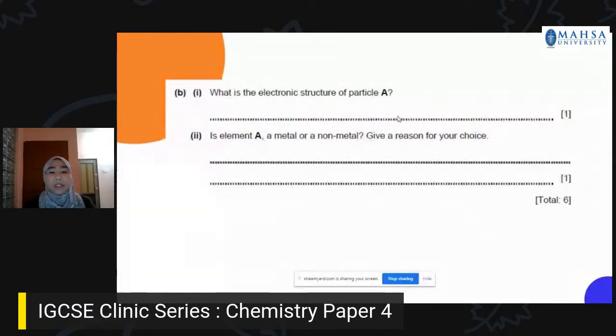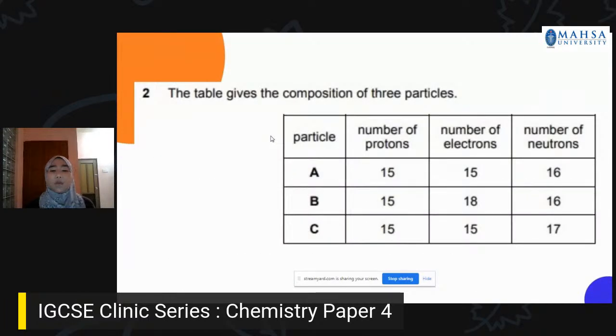Okay, so next, is element A a metal or non-metal? Give a reason for your choice. To know whether it is a metal or non-metal, you already learned the atomic structure and the chemical bonding. So what is the next chapter that you need in order to identify whether element A is a metal or non-metal? Basically, you are going to check the periodic table chapter. In this chapter, you should know how to differentiate a metal from a non-metal.